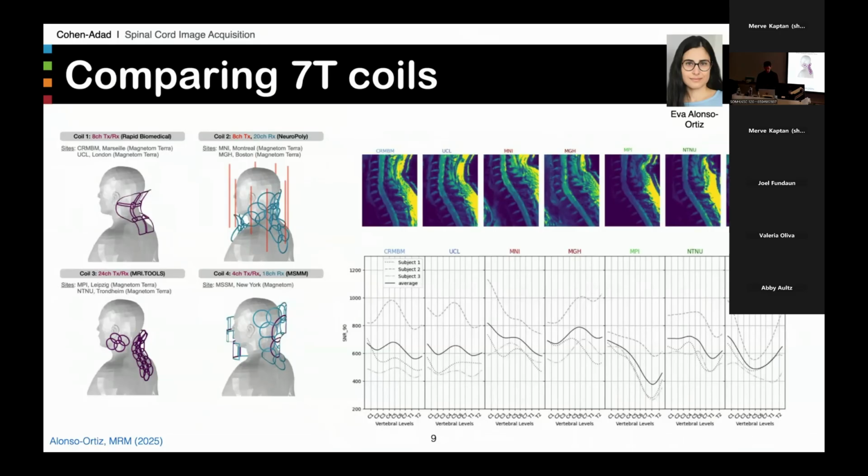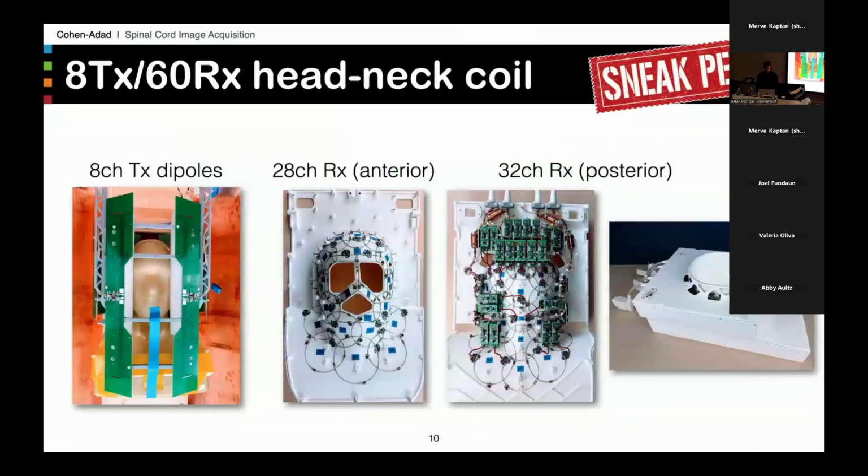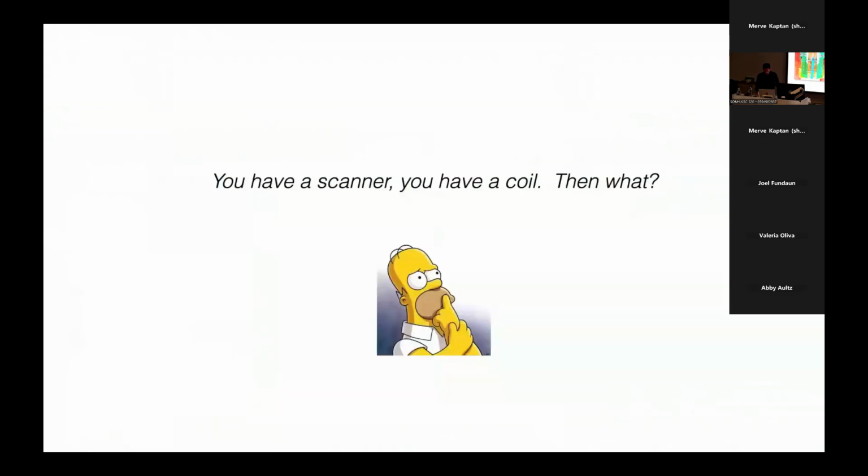And I also want to give you a sneak peek of what we are currently working on, including the brain in the story. We're working on a dipole-based 60 receive channel coil that covers the head and the neck as well. Hopefully we'll be able to get down to T3, T4.